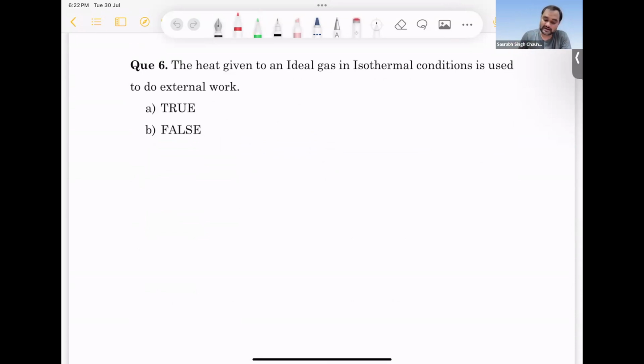Heat given to an ideal gas. Ideal gas means the gas which follows the ideal gas equation, PV = nRT. In an isothermal condition, isothermal means that the temperature remains constant throughout the process. Constant temperature means there is no change in internal energy, right? Because internal energy is a function of temperature only. So constant temperature means no change in internal energy.